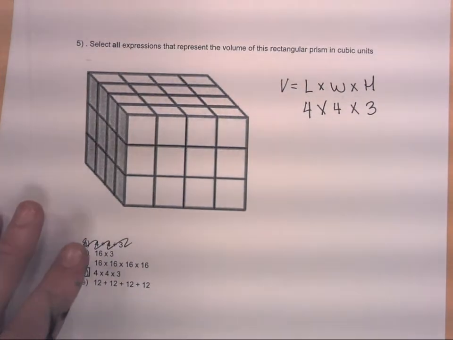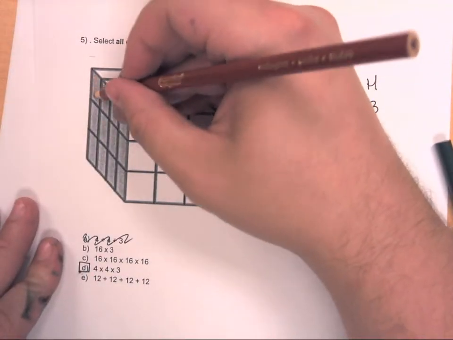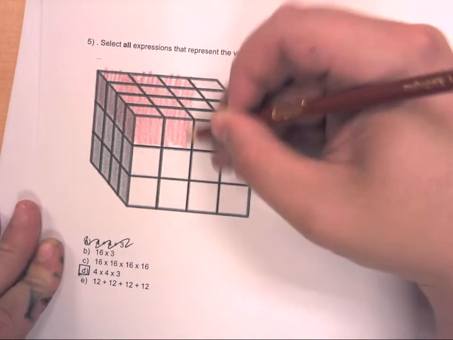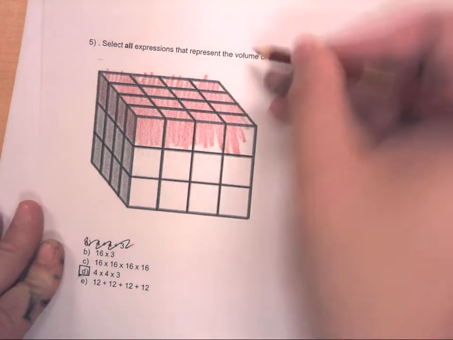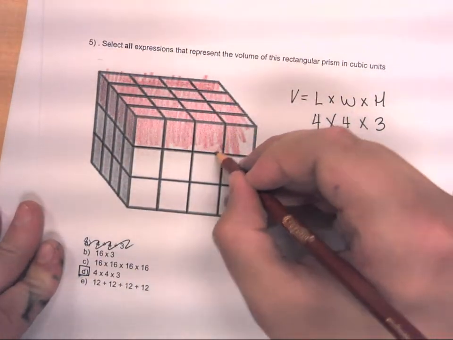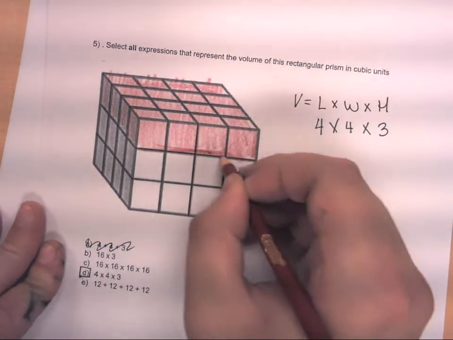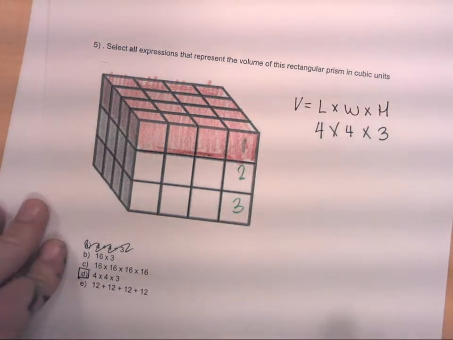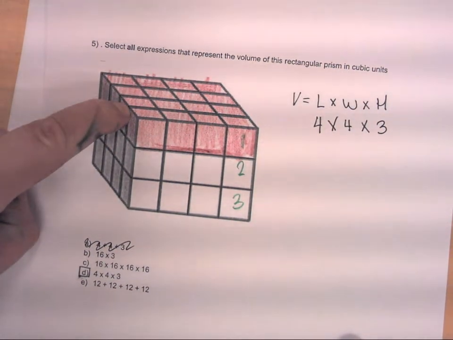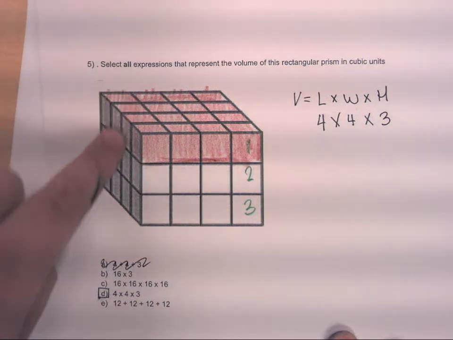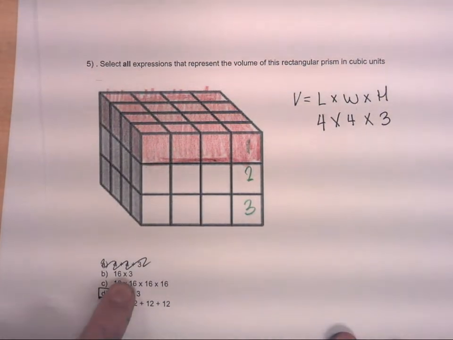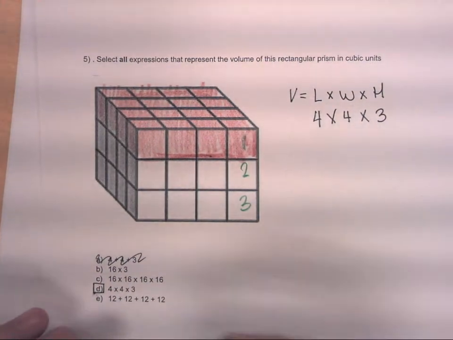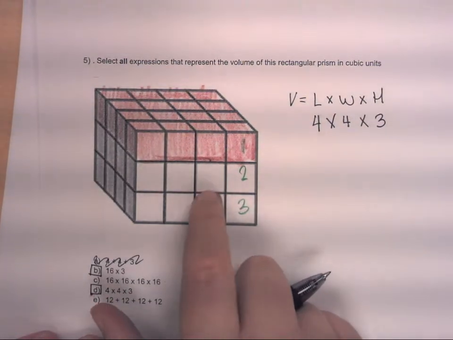Well, I notice that at the top of this prism, I have a layer of 16 unit cubes. And I can see from the height that I could use 3 layers of 16 unit cubes to find the volume of this whole prism. So 16 in one layer multiplied by 3 for the 3 layers does in fact represent an expression that could get the correct volume for this prism.